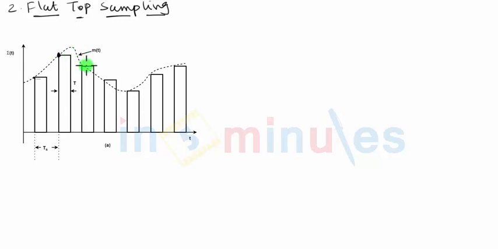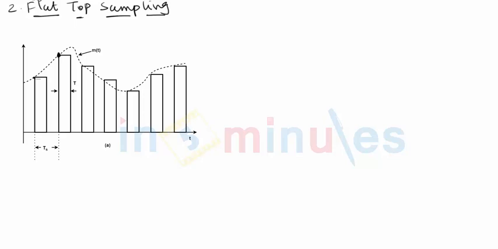So as you can see, in case of flat top sampling, we change the amplitude of the rectangular pulses to the amplitude of the modulating signal, but that is done only for the initial amplitude. Thereafter the rectangular pulse is kept constant. So this is called flat top sampling. As you can see, the top of every rectangular pulse is flat, it is constant in nature. So this is how flat top sampling is obtained.